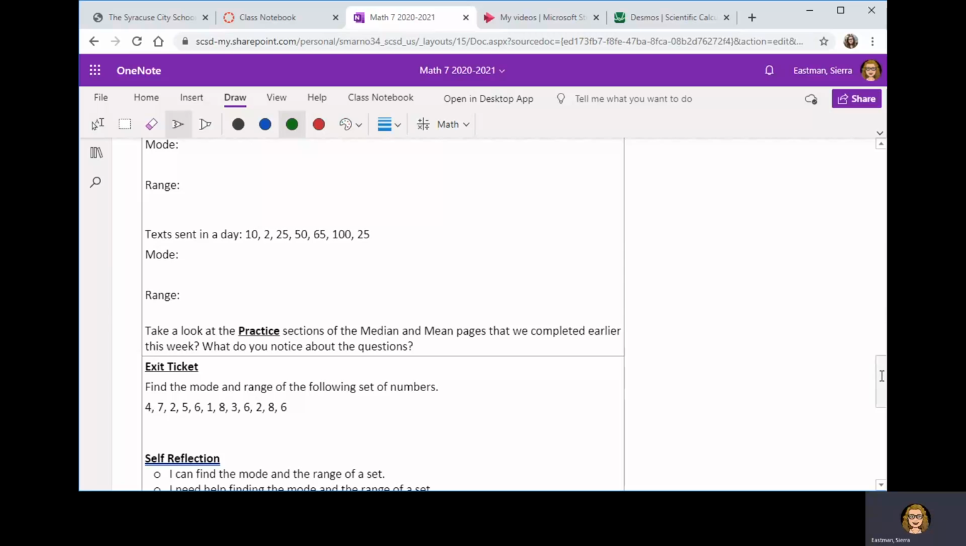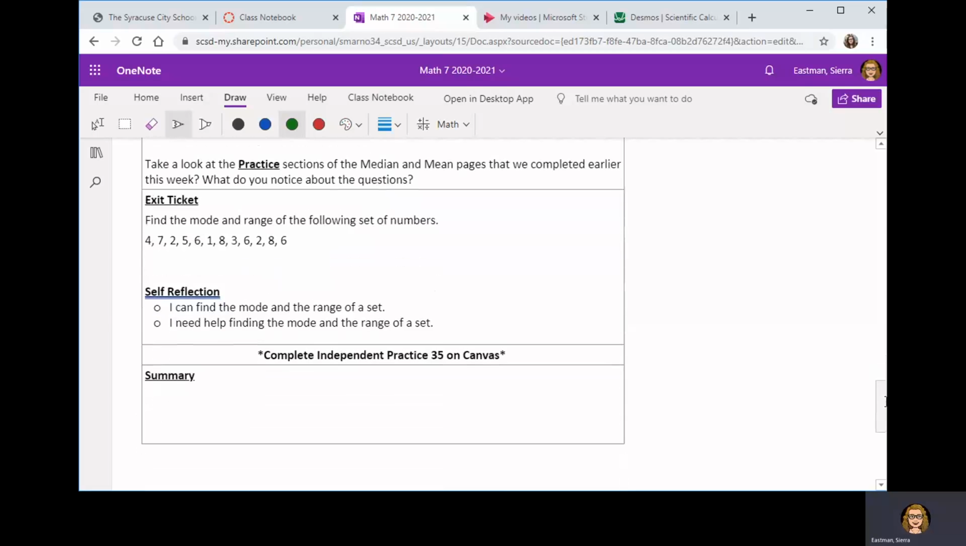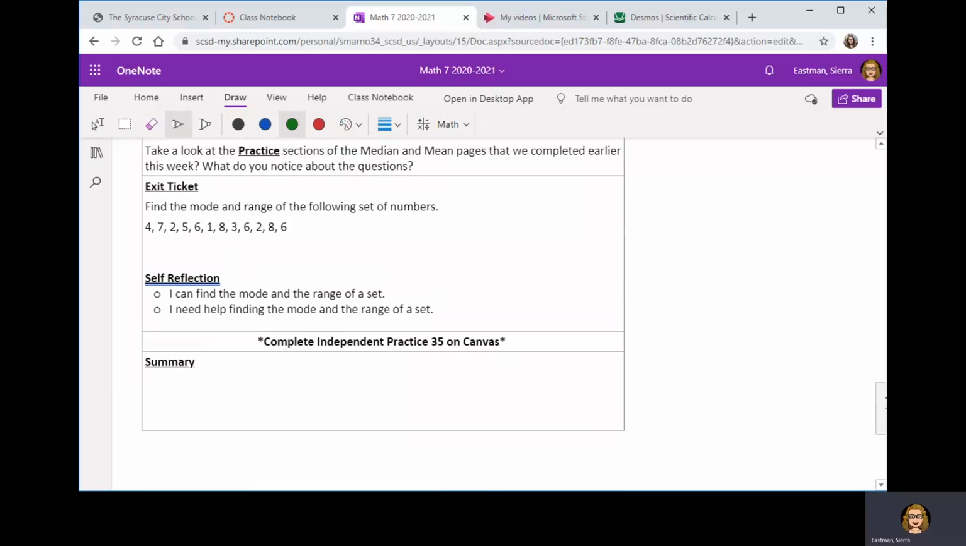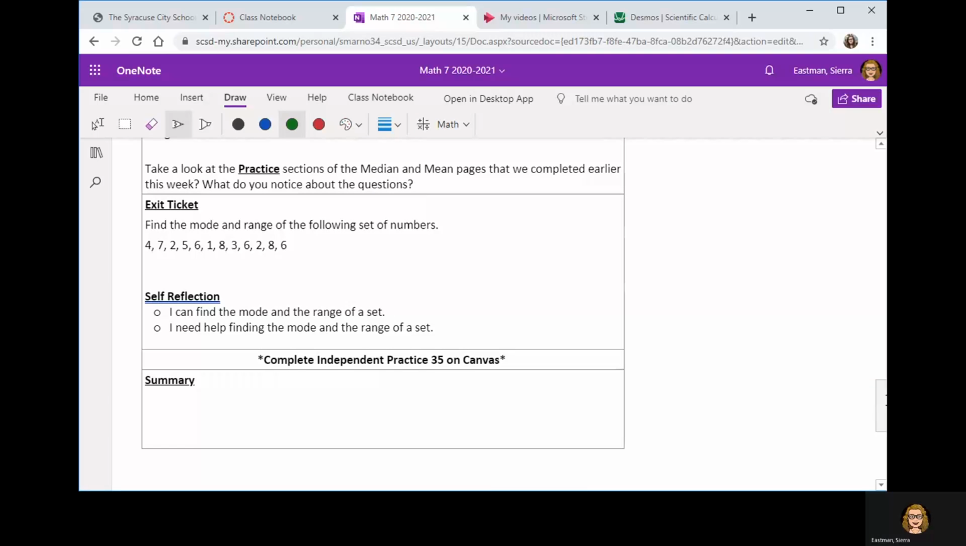And we will probably talk in class about which of these numbers might be the most representative of the actual full data set, but something to notice. And then we have our exit ticket, our self-reflection. We have an independent practice number 35 on Canvas. And that's it for today, guys.